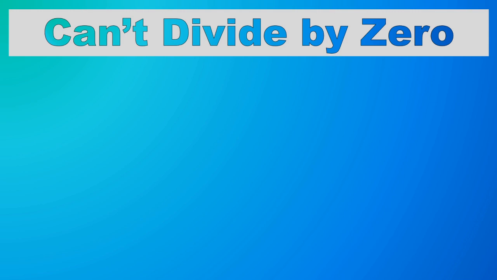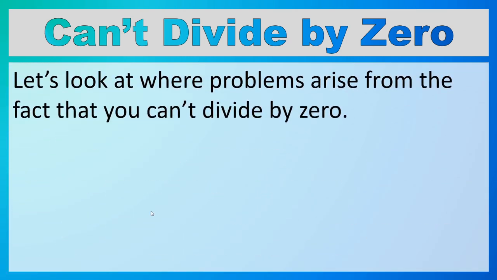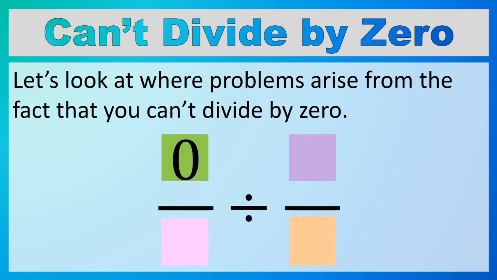As I explained in the previous set of videos about some properties of 0, you cannot divide by 0, and hopefully the link to that previous set of videos is in the description of this video. Let's look at where problems arise from the fact that you cannot divide by 0. Let's suppose that the green is 0.